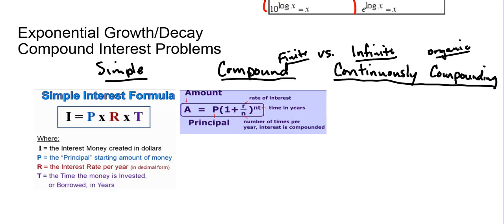So the big difference, again, if you have a finite number of compounding periods, you're going to use this: A equals the principal. So the amount of money equals the principal invested times 1 plus the rate of interest over the number of times it compounds. And again, this is not going to be infinite. Raised to the n times t, so the number of times that it compounds times t in years.